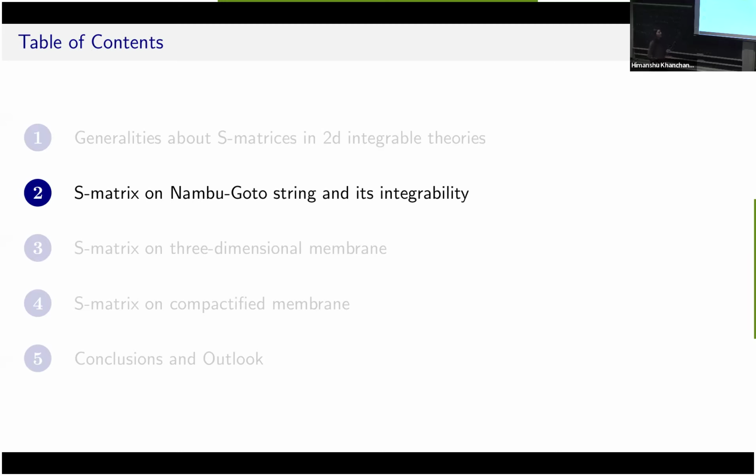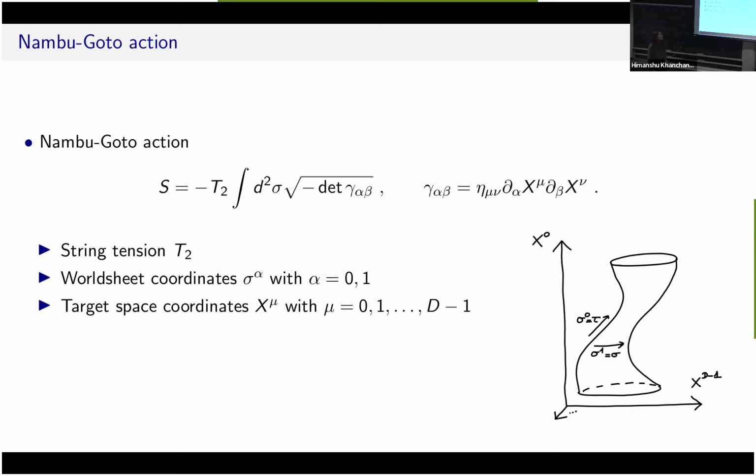So let's now look at what has been done for the Nambu-Goto string and discuss its integrability. The starting point is the Nambu-Goto action that you're very familiar with, written here. It is proportional to the area that is swept out by the 2-dimensional worldsheet of the string. Here T is an overall constant, which is the string tension. Then you have an integral over the 2 coordinates sigma 0 and sigma 1 that parameterize the 2-dimensional worldsheet of the string. The fields X^mu are the target space coordinates, and this index mu goes from 0 to capital D minus 1, where capital D is the dimension of the target space. Here capital D is left unspecified for the moment, so we look at strings that are not necessarily in critical dimension, but also in other dimensions.